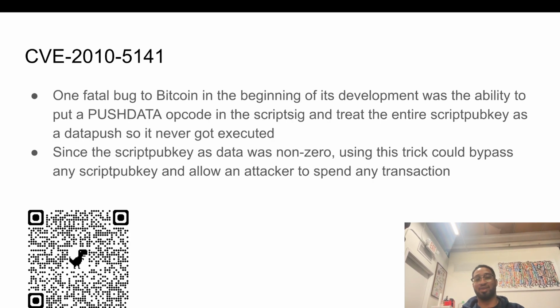So here's the security issue that I was talking about in the last slide. One fatal bug in Bitcoin at the beginning of its development was the ability to put a push data opcode in the script sig and treat the entire script pub key as a data push, so it never got executed. What this means is I'm spending Bitcoin to somebody else. They gave me their address, and their address is some encoding of or commitment to some script that my recipient has that only they can spend. So I'm spending money to them in my output.